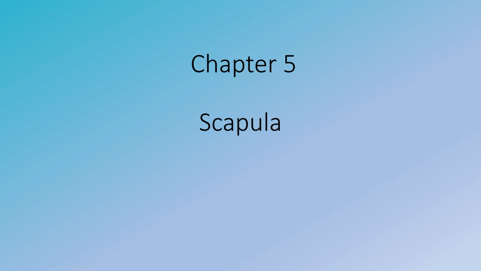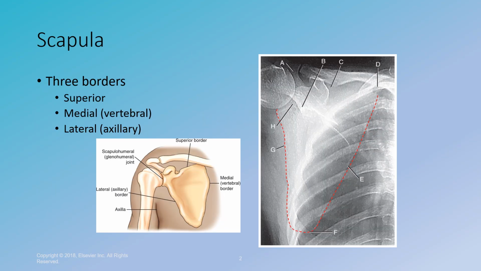This is still Chapter 5 from the 11th edition of the textbook of radiographic positioning and related anatomy. This lecture focuses on the scapula. This actual picture is from page 178. This picture right here is figure 5.6.